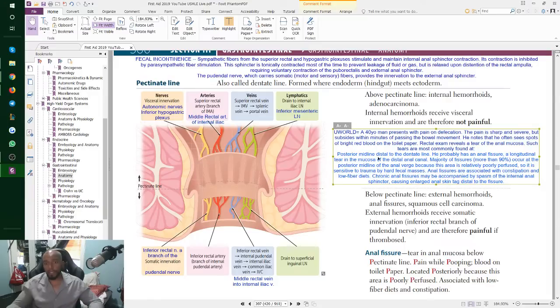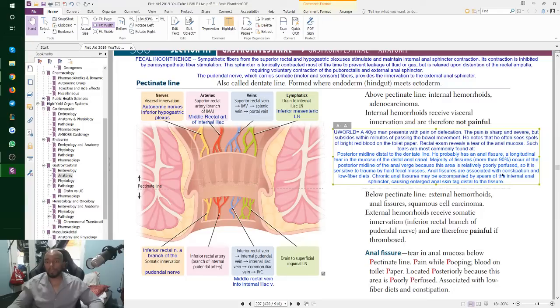So posterior midline, distal to the dentate line. Other answer choices were like anterior midline or proximal to the dentate line, etc. Those were all wrong. Majority of people did get this correct. He probably has an anal fissure, a longitudinal tear in the mucosa of the distal anal canal. The majority of fissures, more than 90%, occur at the posterior midline of the anal verge because this area is relatively poorly perfused. So it is a sensitive area to trauma by hard fecal mass.